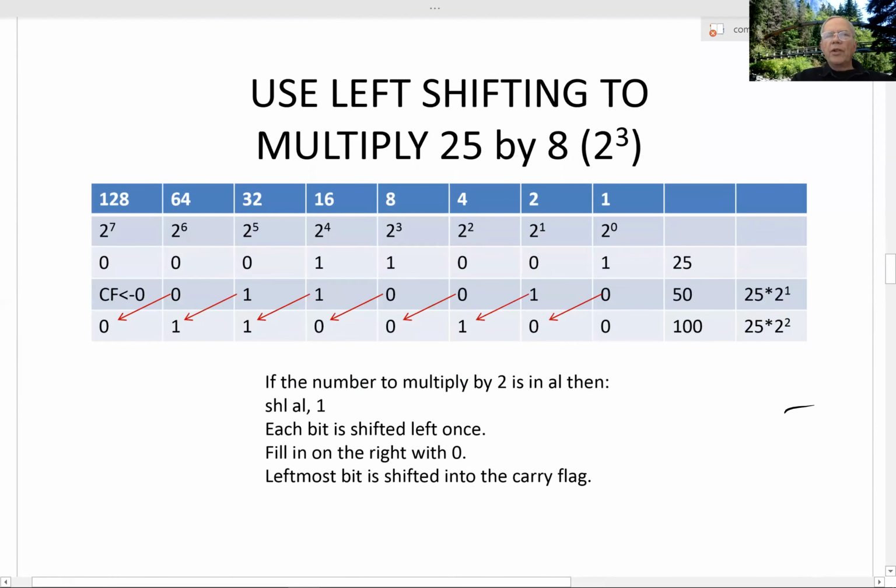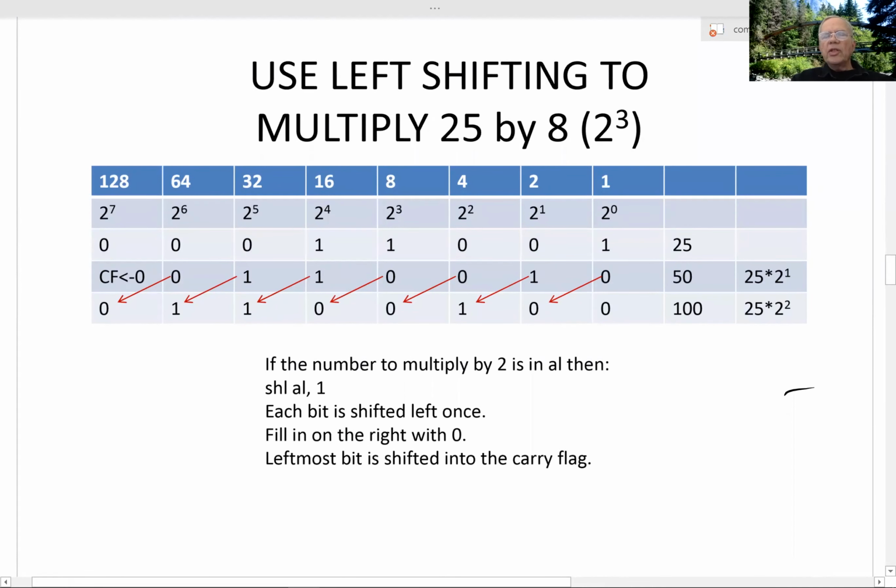But now, since we're multiplying by 8, we have to do this shift again. We have our 50. We're going to shift it to the left. So this 0 gets shifted to the left. And on the right, we fill in with zeros. This 1 gets shifted. This 0 gets shifted. This 0 gets shifted. This 1 gets shifted. This 1 gets shifted to the left. This 0 gets shifted to the left. And the 0 that was on the left gets shifted into the carry flag.